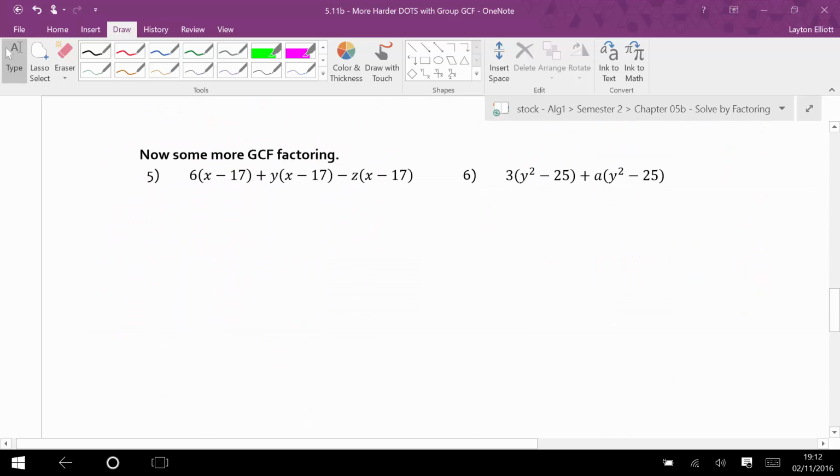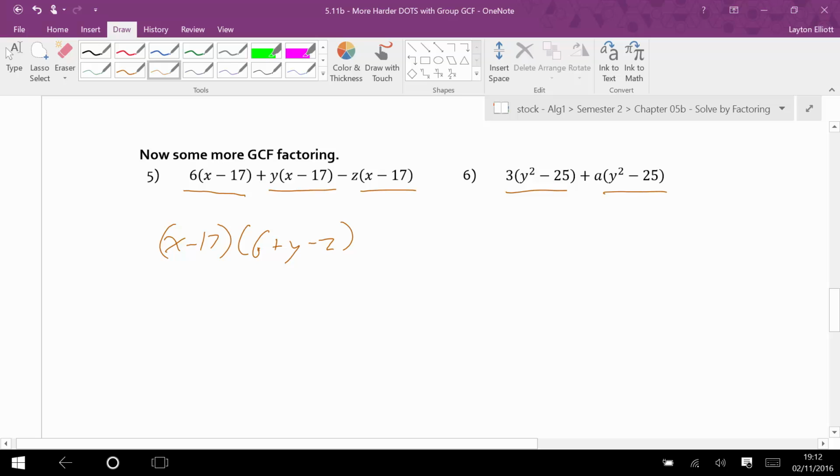Now, we're going to do some more greatest common factor factoring, and these are a little bit more complicated. Looking at this one, I have 3 terms, and they all have a z or an x minus 17 in common. So that's going to come out in parentheses as one group, and then what's left behind is just 6 plus y minus z. That's pretty easy.